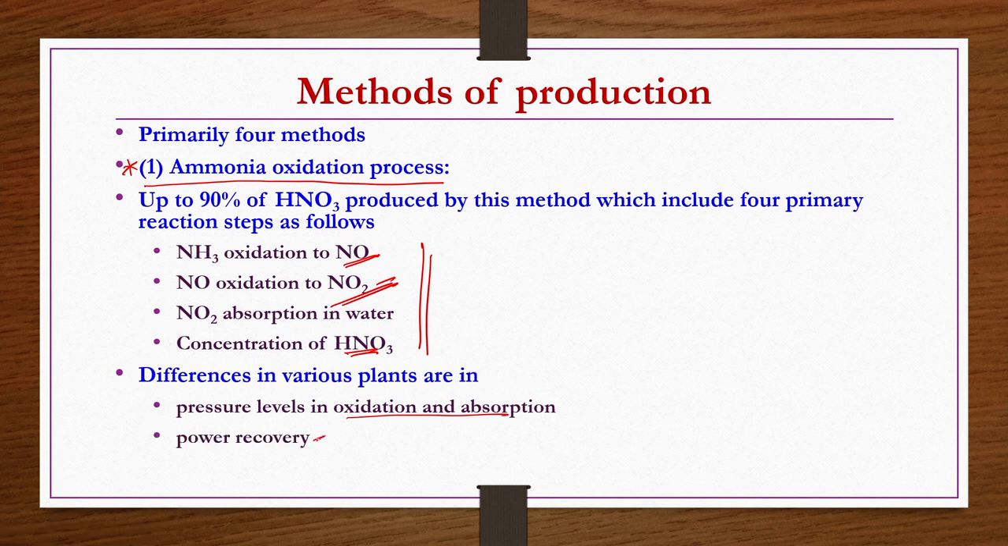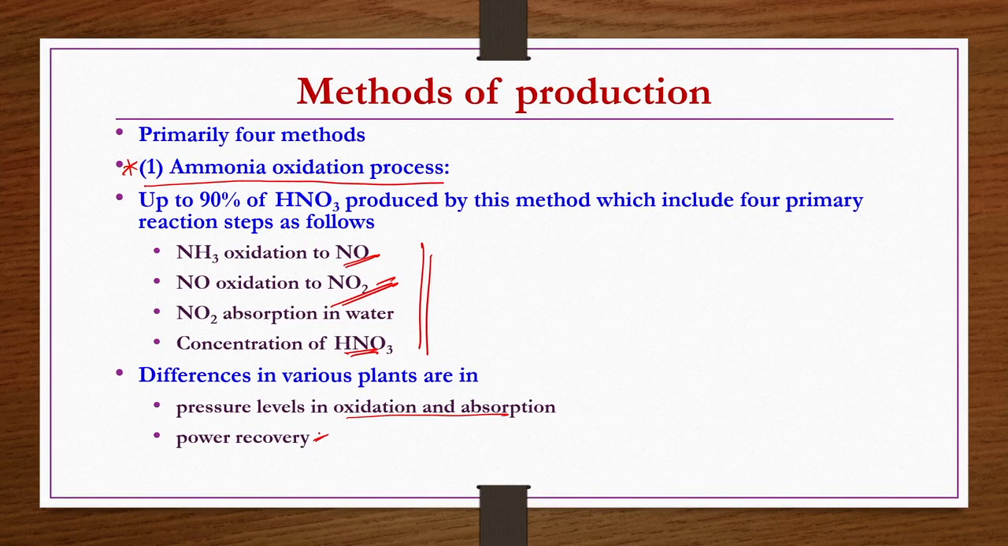That is one important difference you may find from one plant to another. Then power recovery: how the power is being recovered. In this process there is a source of steam, and how it is collected, as process steam, turbine steam, or for other purposes, all comes under power recovery, how the plant is doing the power recovery.